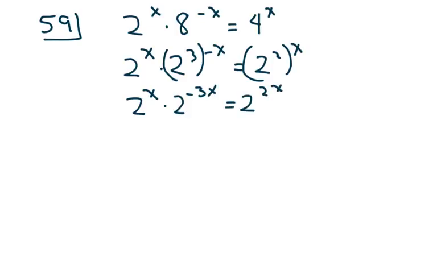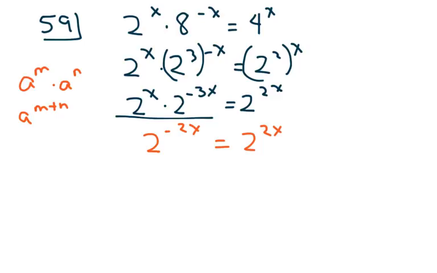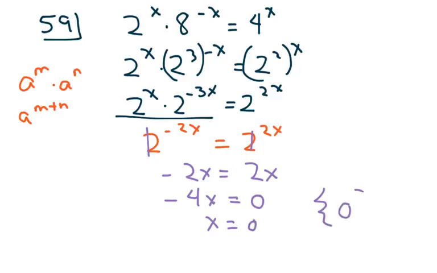Now I'm going to take care of this little bit. This little bit is, remember, your a to the m times a to the n equals a to the m plus n. So this is going to be 2 to the negative 2x equals 2 to the 2x. Now, when I solve for this, I'm going to cancel the 2, so I really get negative 2x equals 2x. So basically, if I subtract 2x from both sides, I get negative 4x equals 0. So x equals 0, so my solution set is 0.